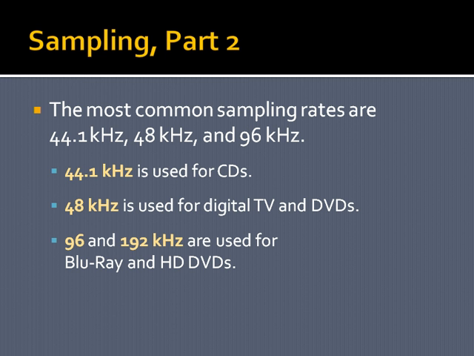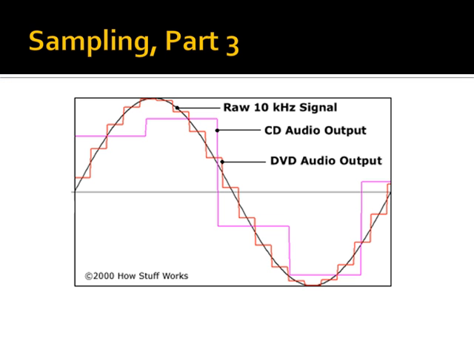Some of those common sampling rates: 44.1 kilohertz, 48 kilohertz, and 96 kilohertz. You can see 44.1 for CDs, 48 for TV and DVDs, and then 96 and even 192 can be used for things like Blu-ray and HD DVDs. So when you have larger storage devices that can store larger files, you can have sound that's sampled at a much better rate and get much better sound because of it.